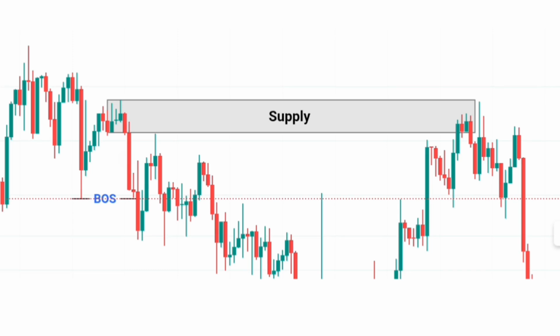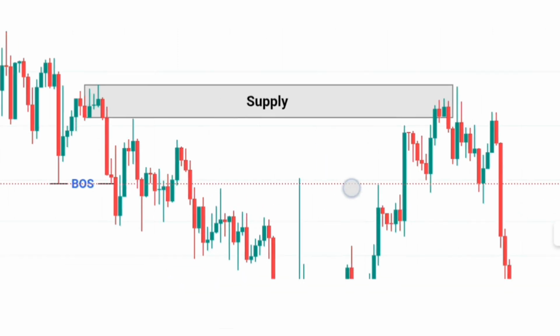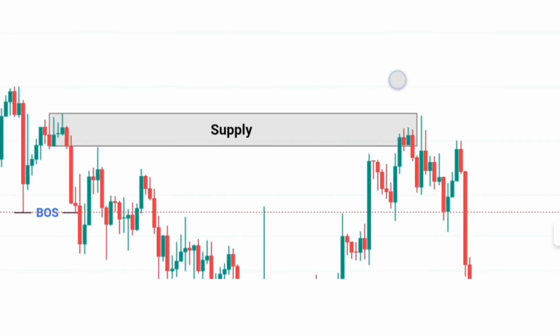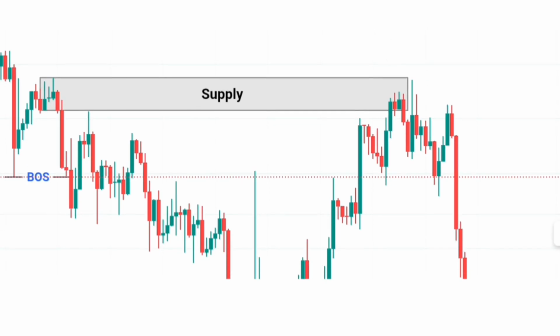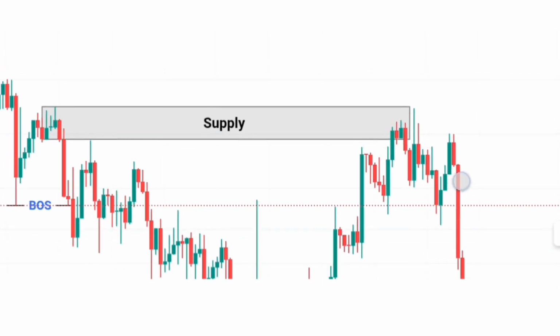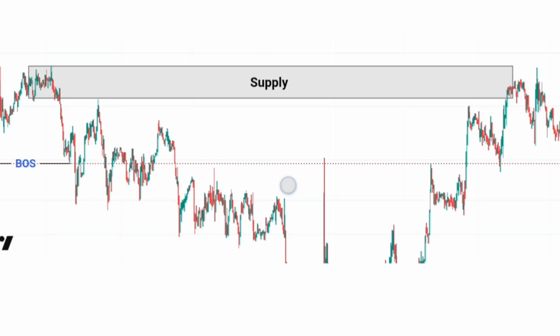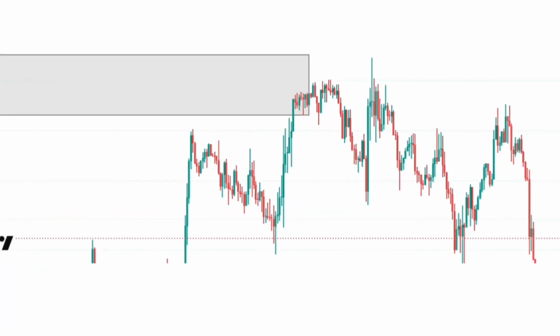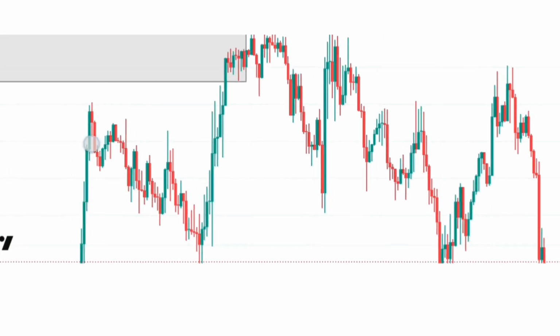Now for us to trade this, we are going to go to the 15 minutes or 30 minutes time frame to look for confirmation here. So let's see how we could have got this drop and make money. Here is our 30 minutes time frame, and now we are going to zoom into this supply zone to look for confirmation, that is the Quasimodo pattern.